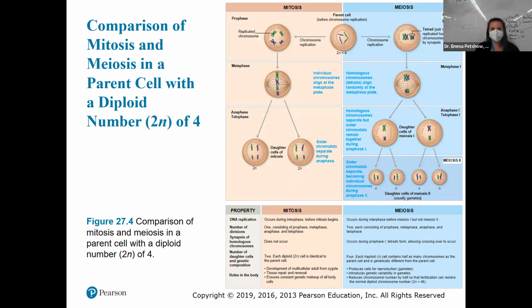And this is just a comparison of mitosis to meiosis if you're really having trouble visualizing it. But again, the big piece of the puzzle here is meiosis has 2 phases. You're going to go through replication once, through cellular separation twice, and you end up with 4 daughter cells that are haploid versus 2 daughter cells that are diploid.